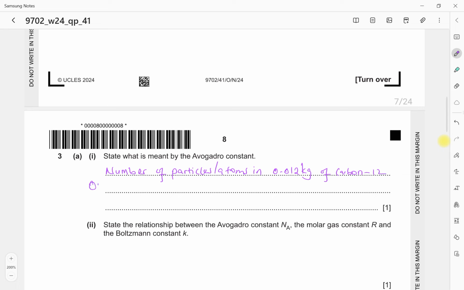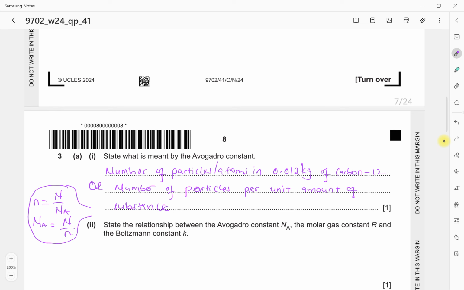Or you can define it as the number of particles per unit amount of substance, because we know that the number of moles is equal to the number of particles divided by Avogadro's number, which means Avogadro's number is equal to the number of particles divided by the number of moles, and the number of moles is the amount of a substance. So I can define Avogadro's number as the number of particles per unit amount of substance.